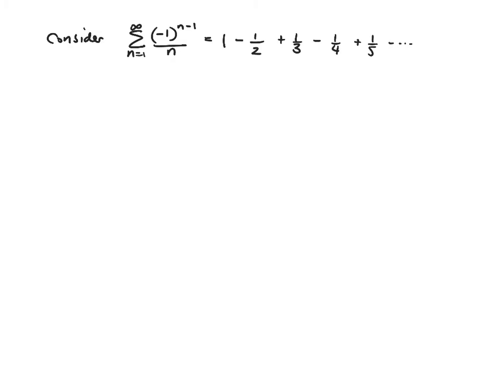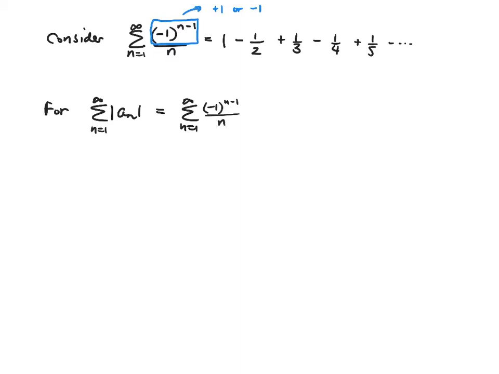All right, so the first thing I can do is take the summation of the absolute value of a_n. Now, all that does is it takes the (-1)^(n-1) term, which is positive 1 or negative 1, and when I take the absolute value of that, I simply get 1 every single time. So if I take the absolute value of this series, I simply get the sum n equals 1 to infinity of 1 over n.